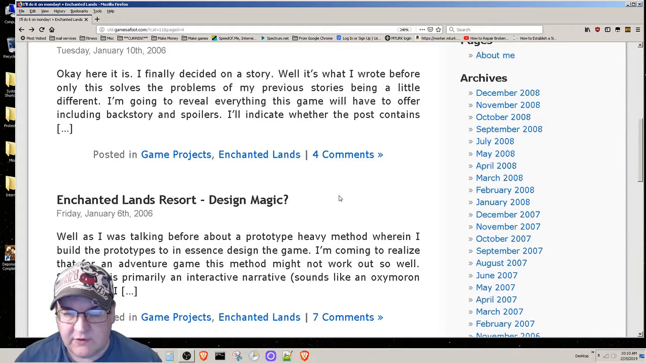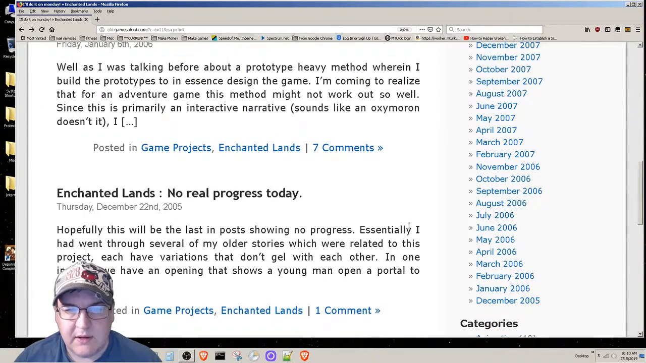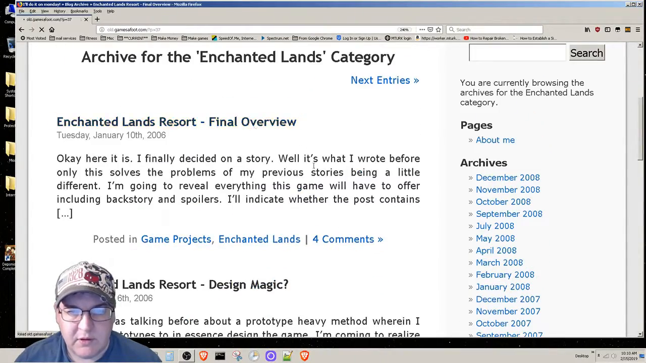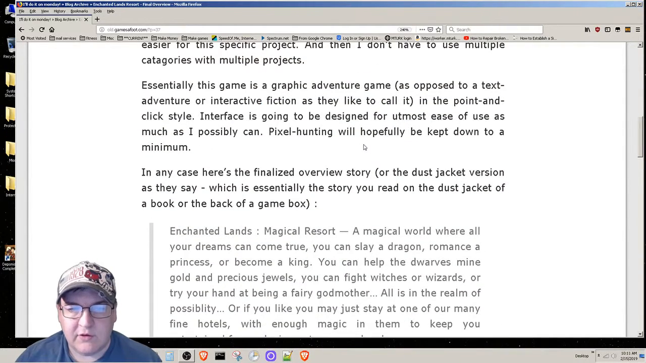So basically, this is the game I'm working on. Essentially, the premise is going to be there. Most of the characters are there. In fact, let's see, what do I have over here? Final overview. Let's look at that. Finally decided on a story. It's what I wrote before, only this solves problems with previous stories being a little different. I'm going to reveal. Okay. So essentially, graphic adventure, point and click style.